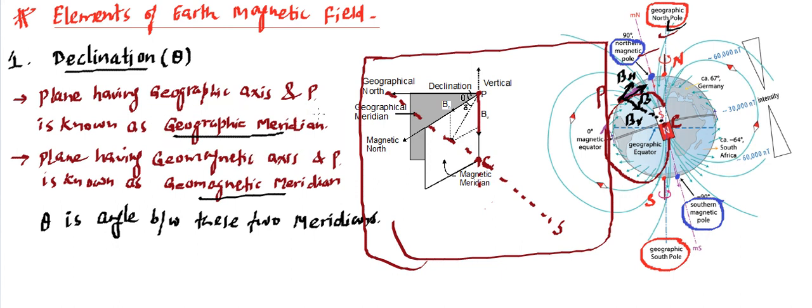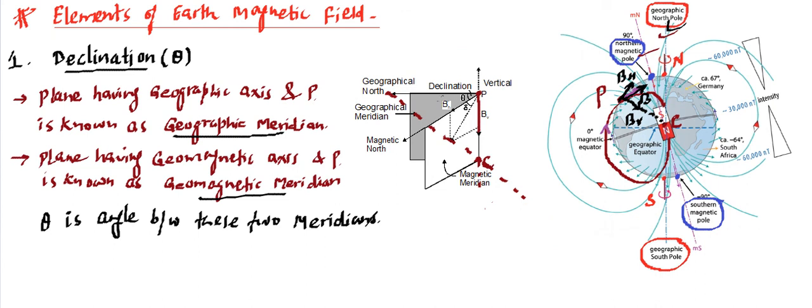Making sense? So here this north is somewhere here. I'm erasing these dotted lines, and this plane which has been shown by dark color is the geographic meridian. Making sense? So this dark colored plane is the plane of the screen.